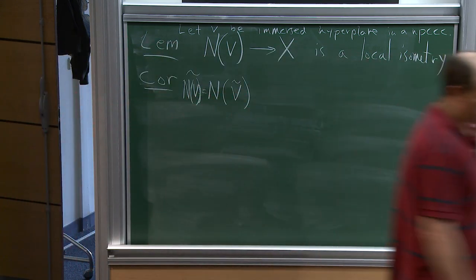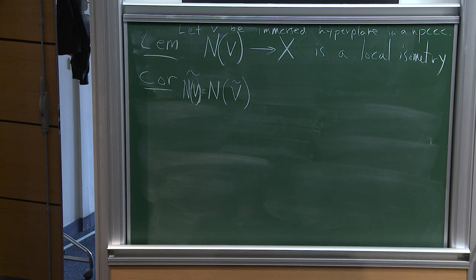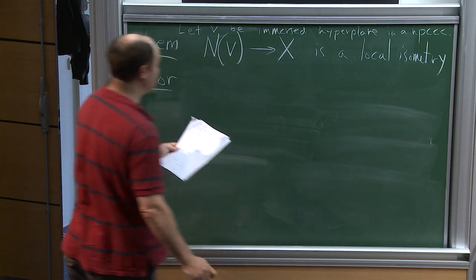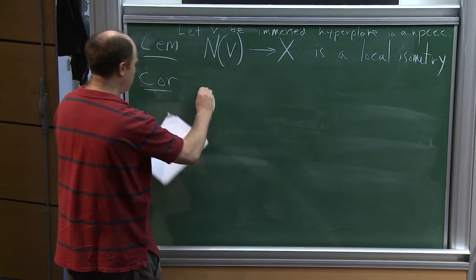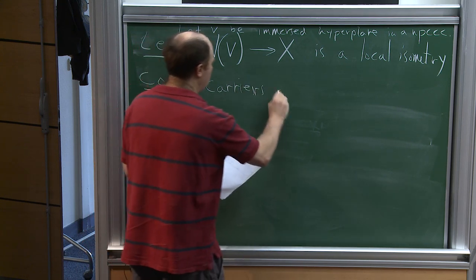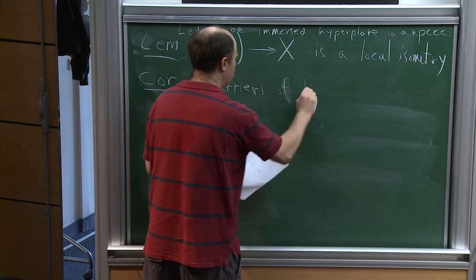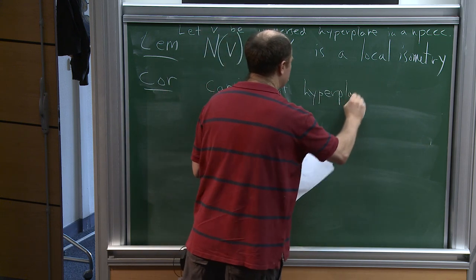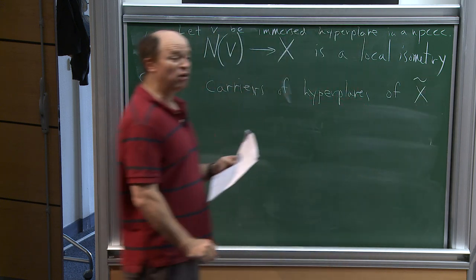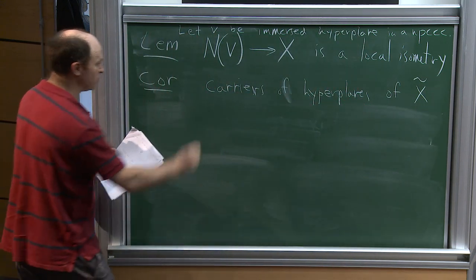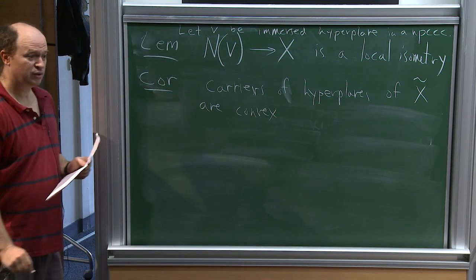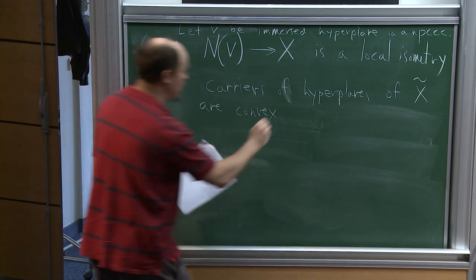And I suppose in particular, if X is simply connected, carriers of hyperplanes of a CAT(0) cube complex, X tilde, are convex, right? There are convex subcomplexes.